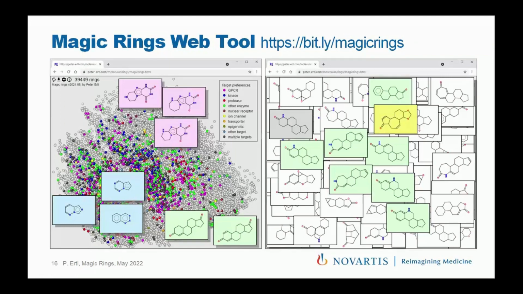To give the chemist, cheminformatician, everybody, a possibility to play with this data and to interactively navigate it, I developed a web tool. This web tool is available freely on the internet. Here you can see the address. And now I will try to show you briefly what one can do with this tool.